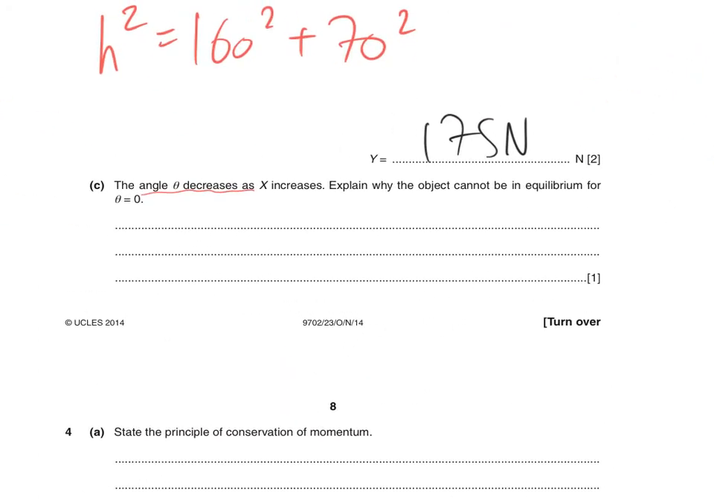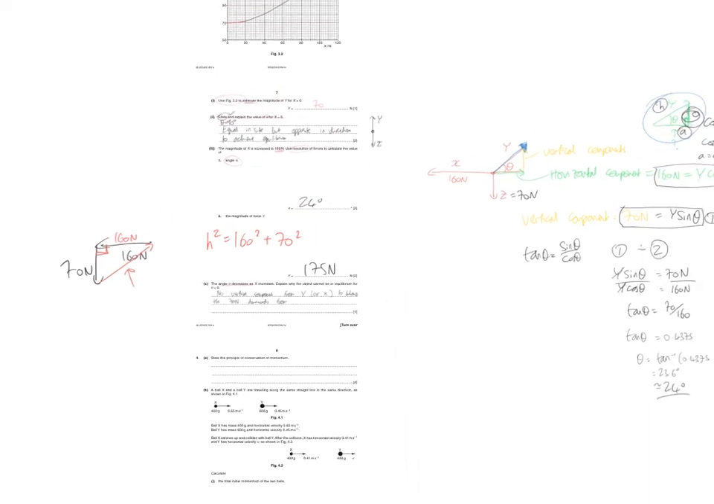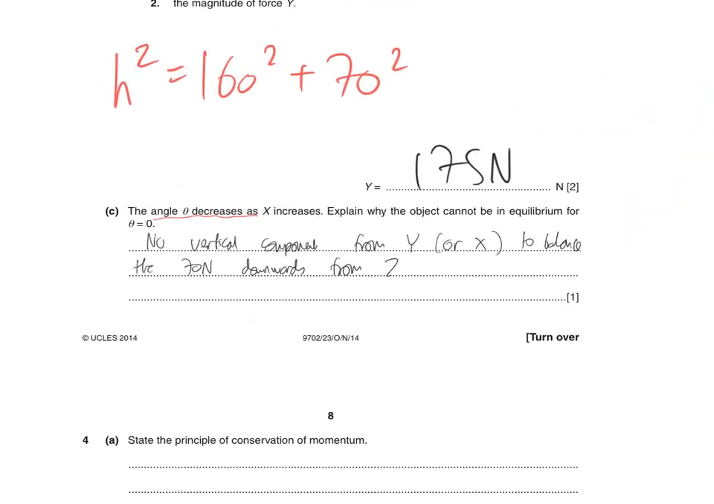So, what are they looking for in this answer? They just want the idea that there is no vertical component from Y or X, as a matter of fact, so that's completely horizontal, to balance the 70 newtons downwards from Z. Okay, so there's no vertical component from Y or X to balance the 70 newtons downwards from Z, and that's what they'd be looking for in a question like that.